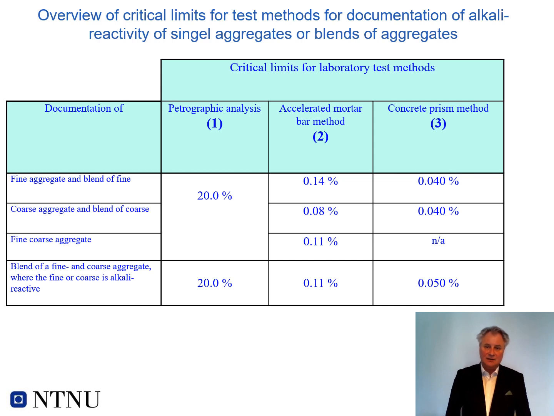And there are different critical limits for different combinations of fine aggregates, coarse aggregates, and so on. And then eventually you have the third step in Norway with the Norwegian concrete prism method. It is slightly bigger concrete prisms. They have a diameter of 100 millimeters, and you're measuring the expansion at 38 degrees up to 1 year. And then you have some critical limits on that as well.